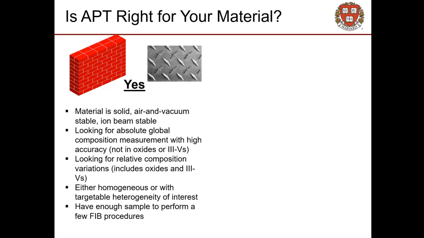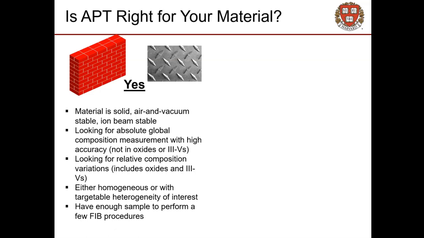It is appropriate if you're looking for an absolute composition measurement with very high accuracy. Note that this is not easy to achieve in oxide or 3-5 materials for a variety of reasons. But if you're looking for relative, meaning spatially relative, composition variations from one area to another, then we can include oxides and 3-5s again without any trouble.